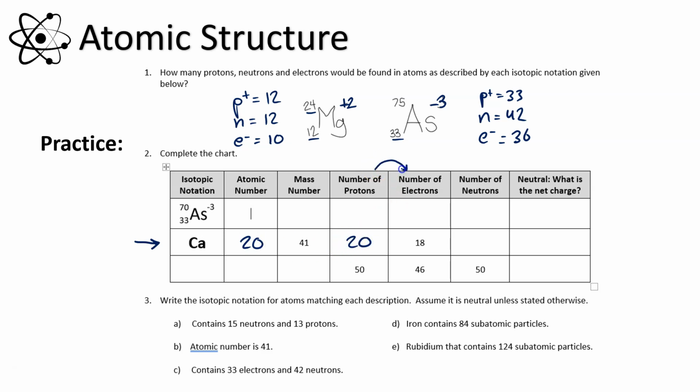Next, I'm going to compare the protons to the electrons, positive team versus negative team, to see what type of charge we have. Clearly here the positive team is winning by 2, so this calcium has a +2 charge with a mass of 41 and 20 protons, and that means there must be 21 neutrons. The only other thing is to finish off the isotopic notation with 20, 41, and the +2 charge.